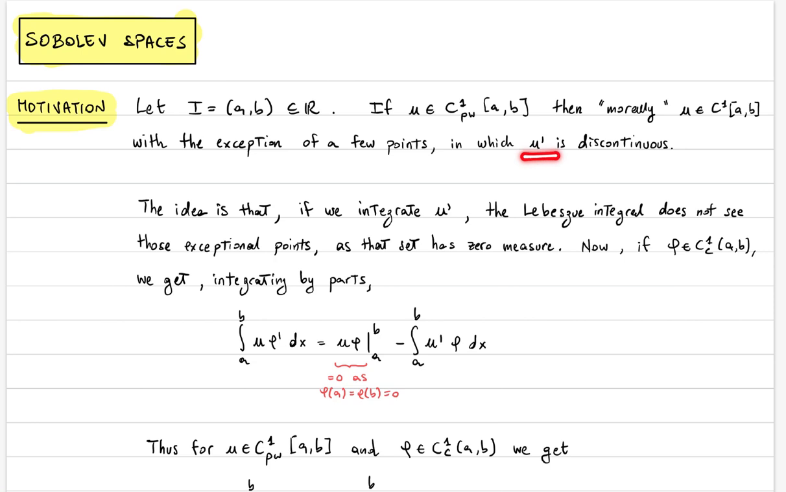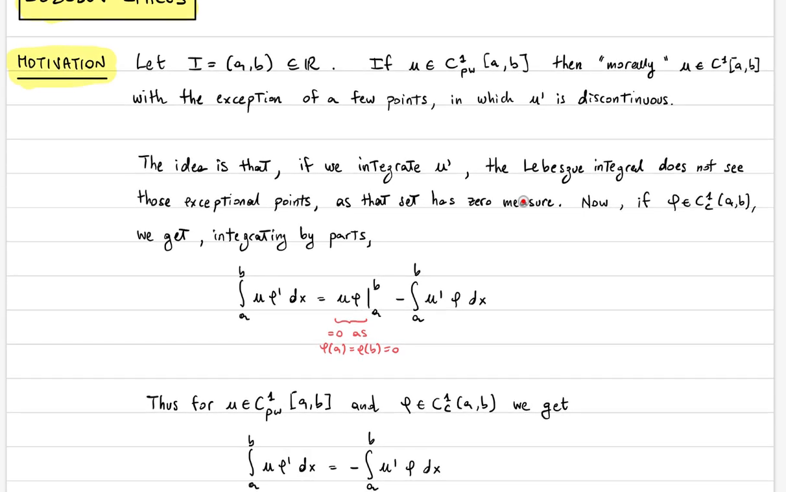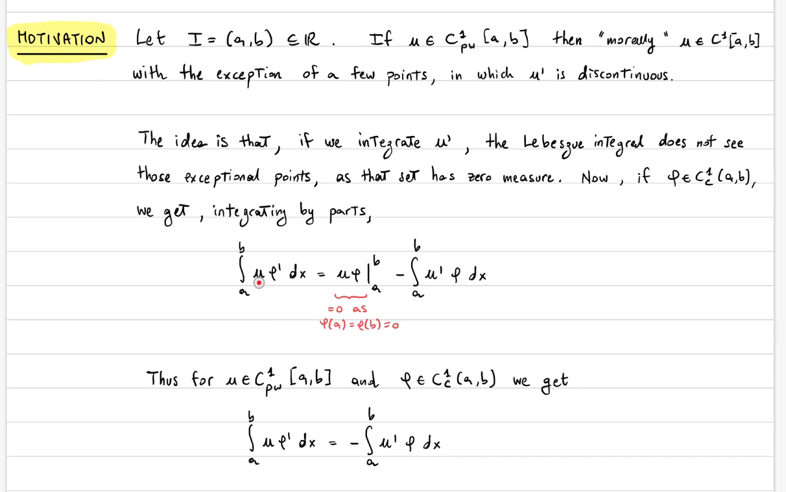Now if we look at the integral, the derivative would be continuous on the whole (a,b) except for a finite number of points. So we can integrate it, and the integral disregards completely the set where this guy is discontinuous, because the Lebesgue integral doesn't see sets of measure 0. Therefore, for example, let's try to do this calculation. Take a function phi, which is C1 and compactly supported in (a,b), and we want to integrate u against phi prime.